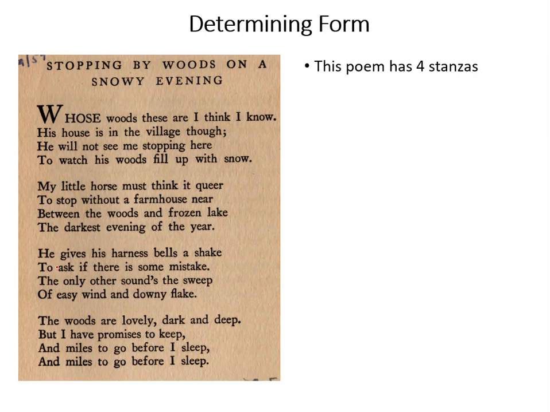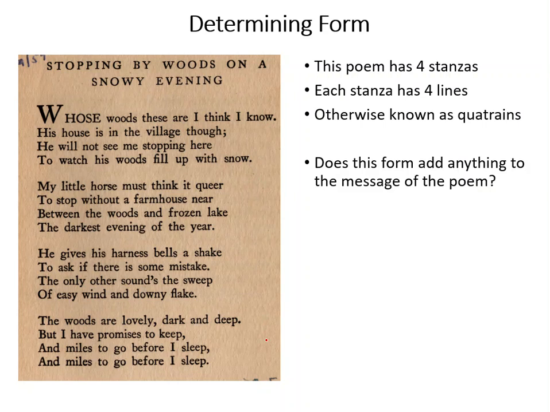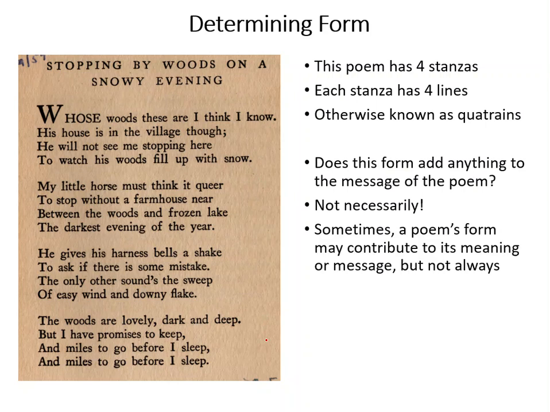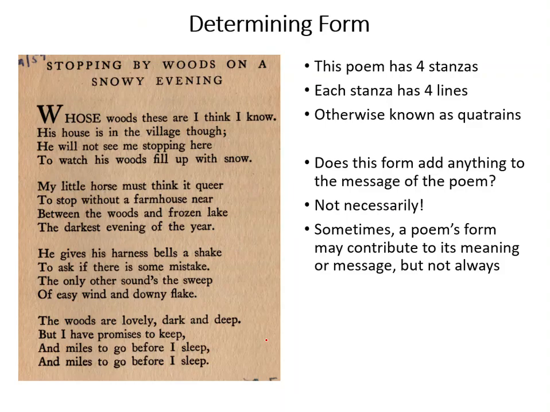So determining form. This poem has 4 stanzas, so 4 groupings of lines. Each one of those stanzas has 4 lines, and these are, again, known as quatrains. Does the form add anything to the message of the poem? Not necessarily. Sometimes it contributes to the message, but not always. Now, I will say this, a lot of ballads have a similar rhyme scheme to this, which we'll talk about in the next part of this lecture.